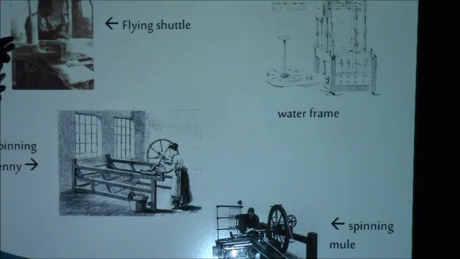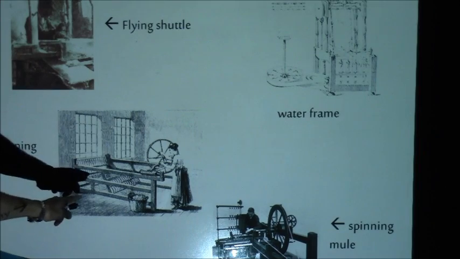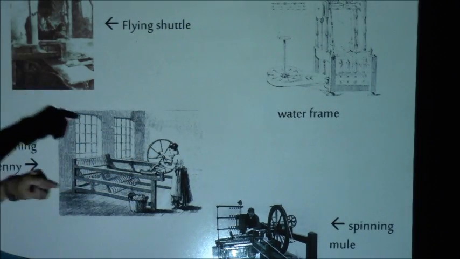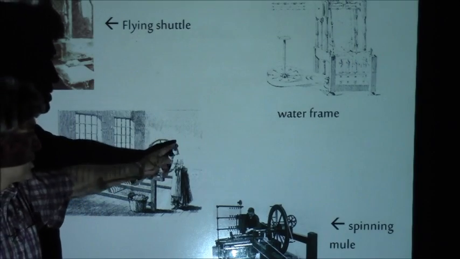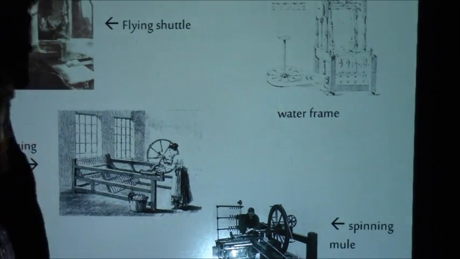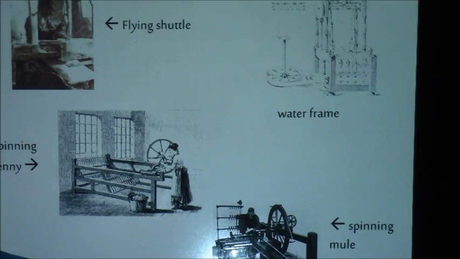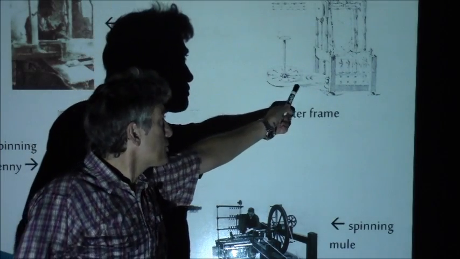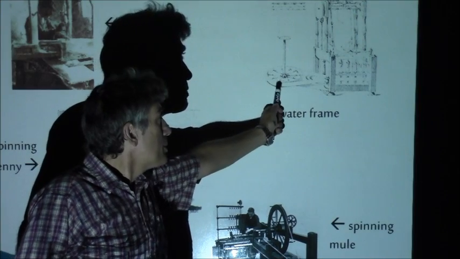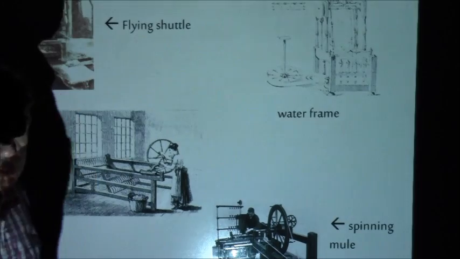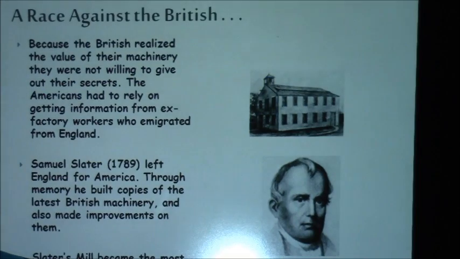Here's an example of a flying shuttle, the spinning jenny, the spinning mule, and the water frame. You can clearly see the wheel and the belt, and then the wheel and the belt in the spinning jenny and in the spinning mule. If you look a little closer, you can also see it in the water frame. Here it is on the bottom. The belt's going to the bottom of the frame, and the top is connected to another belt. So this is really a system of belts and pulleys.